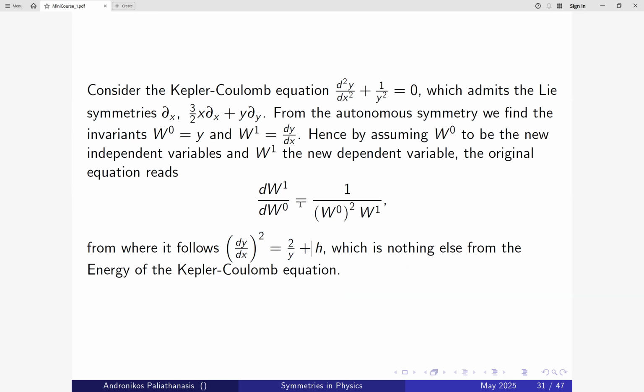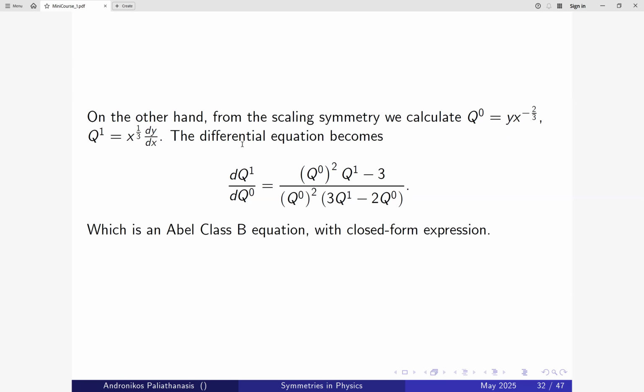So we were able to construct the conservation law of energy by using the invariant functions for the Kepler-Coulomb equation. Now, if we use the scaling symmetry, we calculate the invariants Q0 equals y x^(-2/3), and Q1 equals x^(1/3) dy/dx. As you can see, if we take Q0 to be constant, this gives us actually Kepler's law. Now, the Kepler equation under the application of these invariants leads to the following differential equation, which is an Abel class B equation with closed form expression.